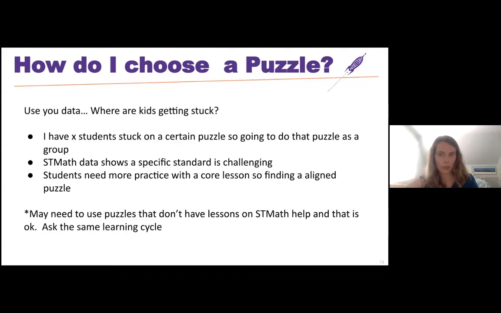So potentially you're using it to help students understand a concept that they may not have even gotten to in ST Math, or a concept that maybe most of your kids are doing okay with, but you want another way to be able to teach it to students. So again, there are a lot of plans that you can use that are provided, but you may need to also choose puzzles that don't have lessons, using just the same lesson and learning cycle. The questions in all of the lesson plans are pretty similar. So use the resource if it's there, but if it's not, don't be afraid to choose a puzzle that's more aligned with what you want to do with your students.